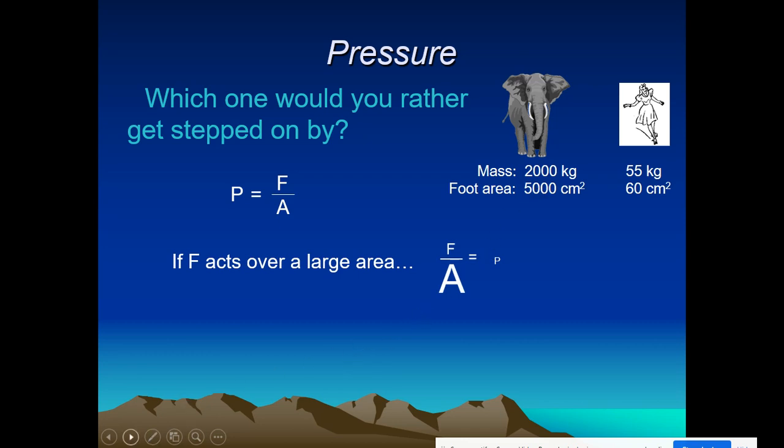So if we divide each of these, what you will find out is that you would be hurt more by the girl with a high heel stepping onto your foot rather than the elephant. Even though the elephant is obviously a lot more massive, we have a much larger area of that elephant's foot pressing onto your foot. It'd be much more painful to be stepped on by the girl in the high heels because it's over a very small area, as opposed to the elephant, whose foot is a very large area.